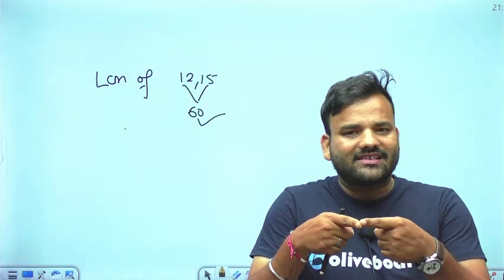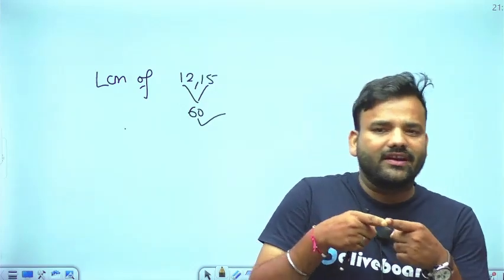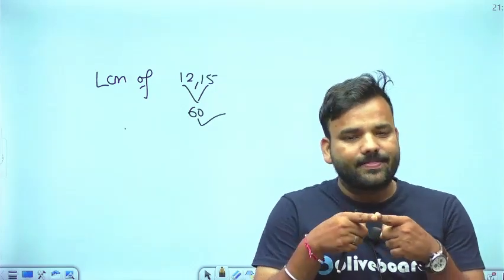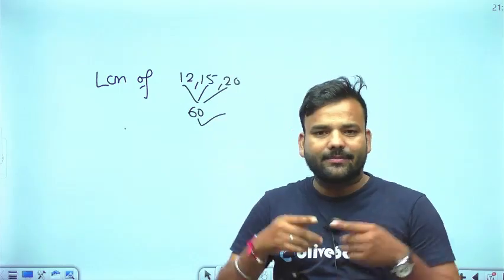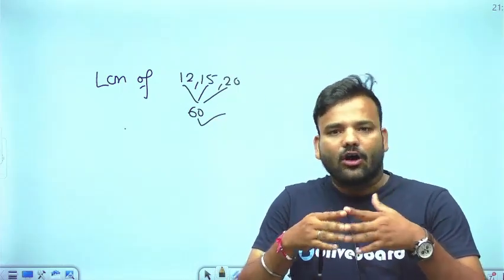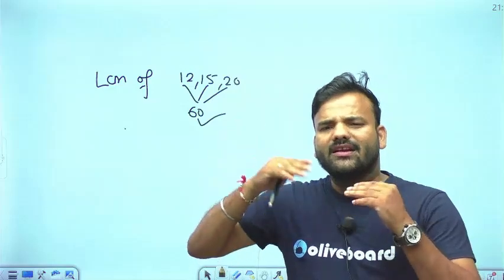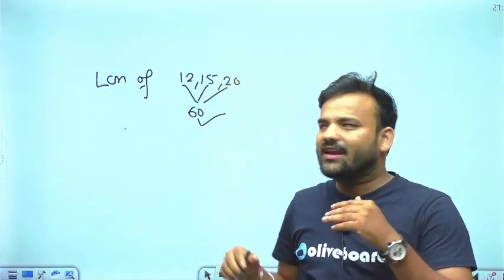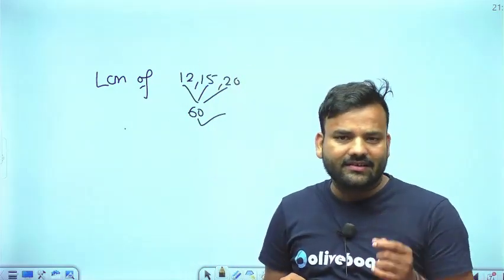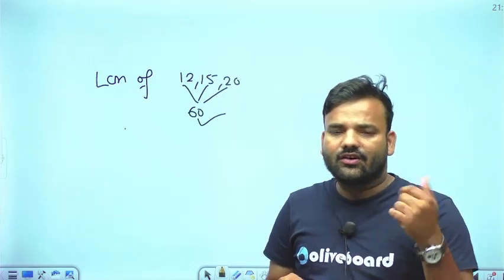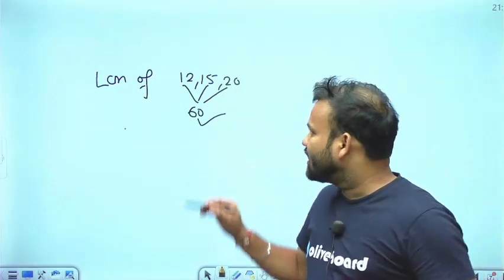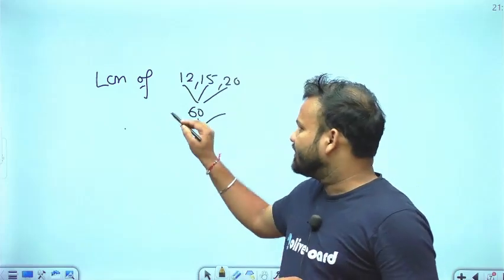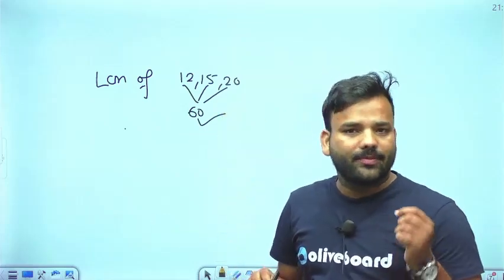So the LCM of 15 and 12 is 60, isn't it? What is the LCM of 15, 12 and 20? That is also 60. Clear? They meet for the first time at 60. Common multiples can be many, and multiples are infinite, like 60, 120, 180, 240, 3000, 3 crores. But the LCM, the least common multiple, is the first one.